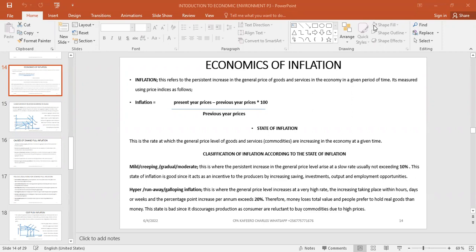Economic environment, and we are going to be handling a topic of inflation, that is economics of inflation.